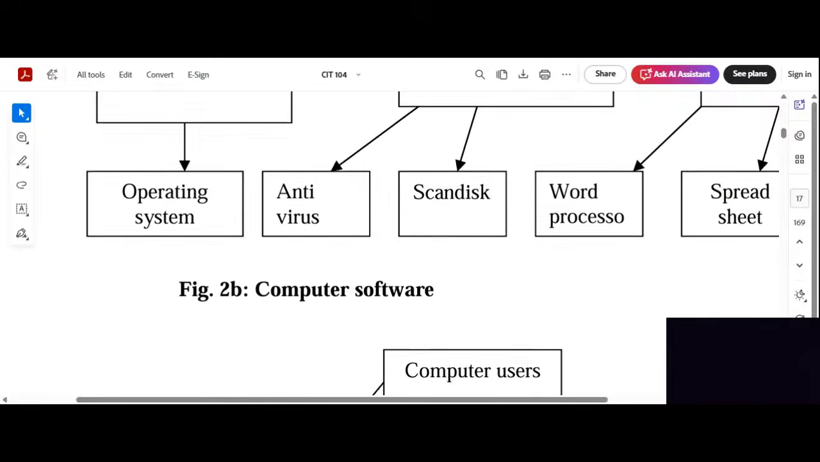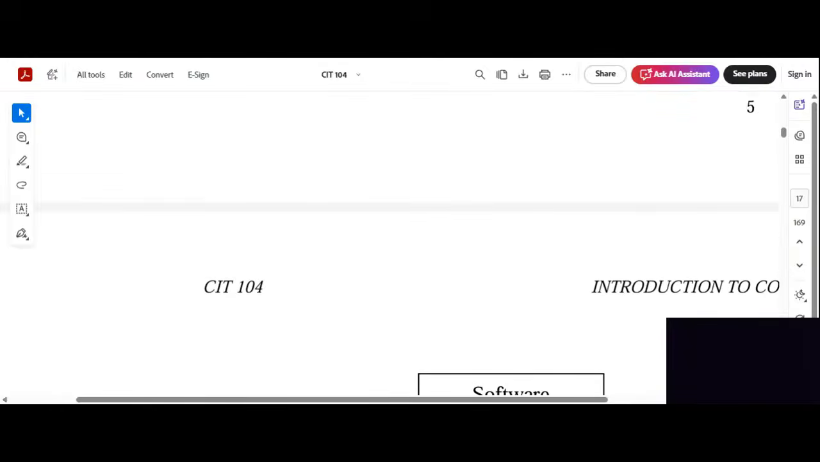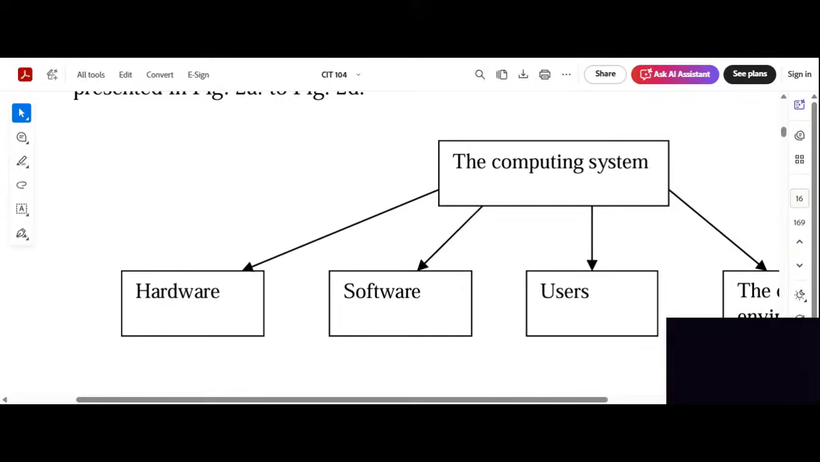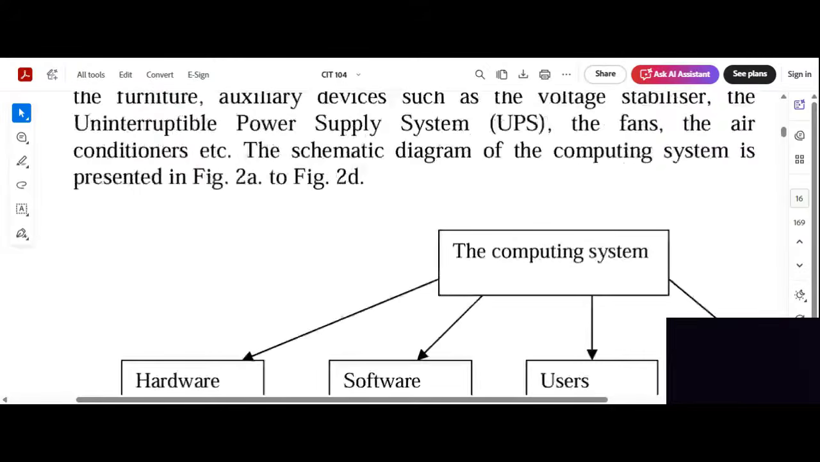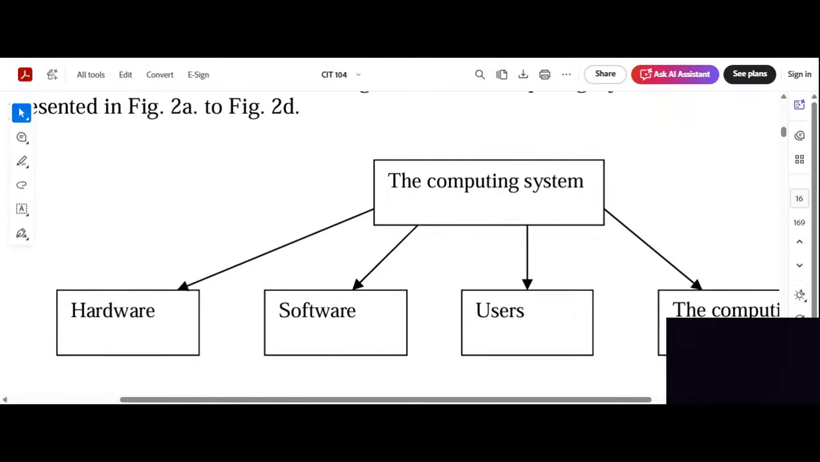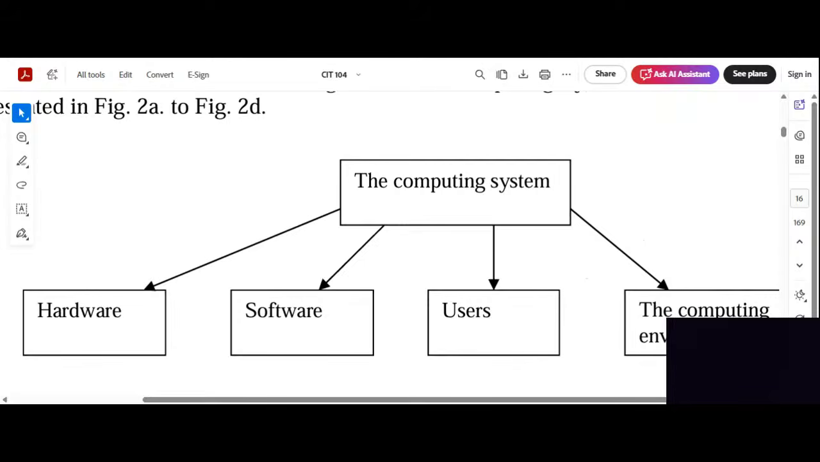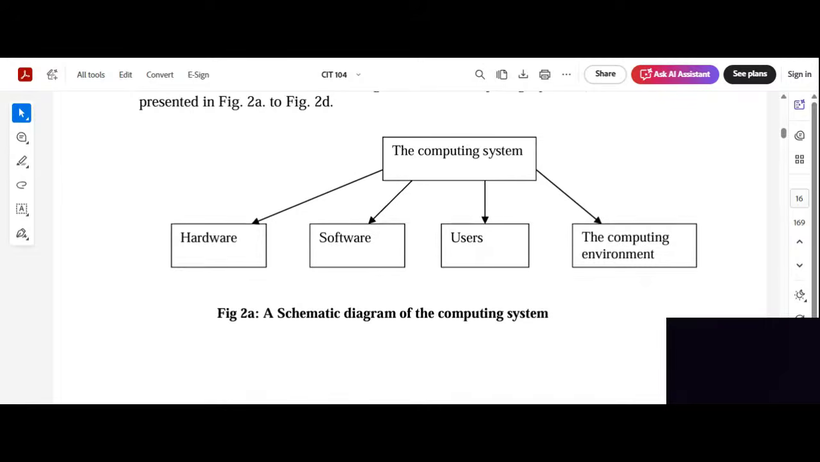We've not done the schematic diagrams, but we've read about all the rest of them, like the hardware, the software. Yes, I understand what is happening. So they want to use diagrams to show everything we have done in this unit. Let's start with the computing system. Look at this diagram that talks about computing system.